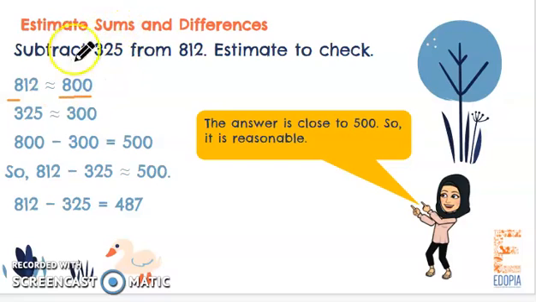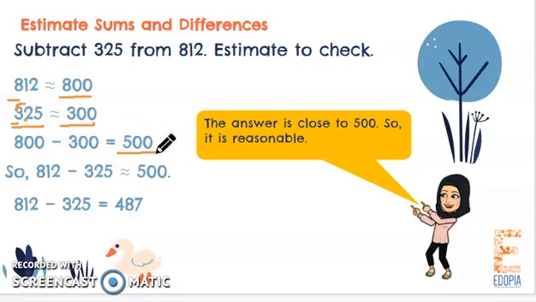Now let's move on to the next number. The next number I have is 325. My target number here is 3 because I'm going to round off to the nearest hundreds. The very next number to my target number is 2, which is again less than 5. This means I'm going to round down again. The rounding down means keeping the target number same. This 325 will change into 300 when we round down. Using my estimated values, 800 take away 300 makes 500.